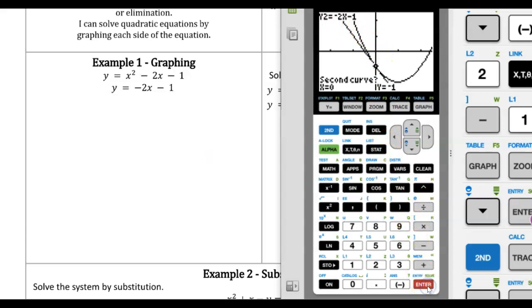Hit enter. It says second curve. That's the line. Hit enter. The reason it asks you that is because if you had, say, 3 or 4 or 5 or more equations graphed, it needs to know which two equations you're looking for the intersect on. It says guess, and I hit enter. And the intersection point is at 0, -1.